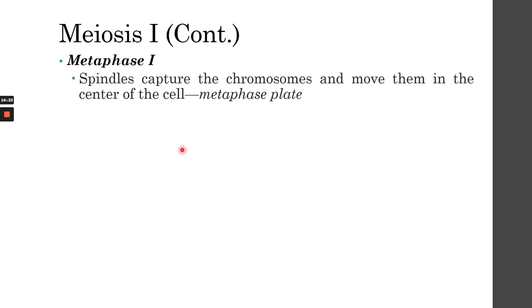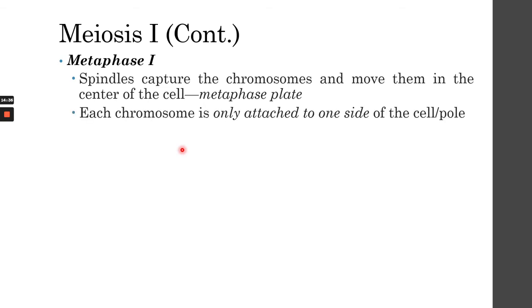In metaphase 1, the spindles capture the chromosomes and move them to the center of the cell, called the metaphase plate. Each chromosome is only attached to one side of the cell, unlike in mitosis where there is no pairing up of the homologs. So in mitosis you have those 46 chromosomes lined up individually in the metaphase plate. But in meiosis, you only have 23 lined up in the metaphase plate. So what does that mean? Let's draw what's happening.